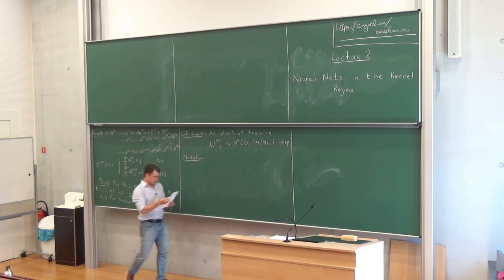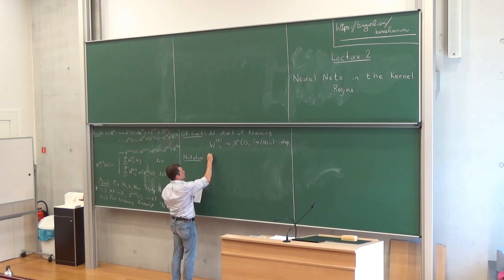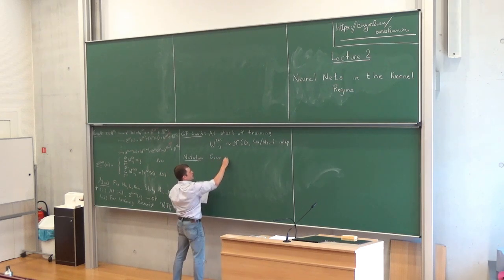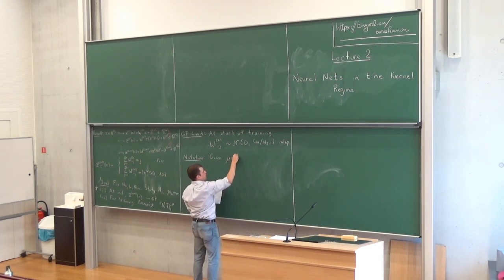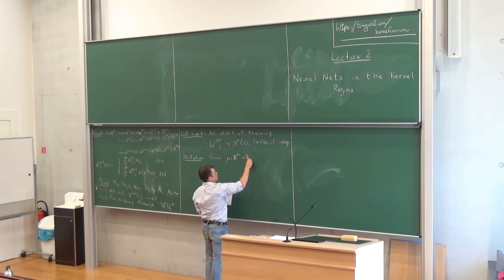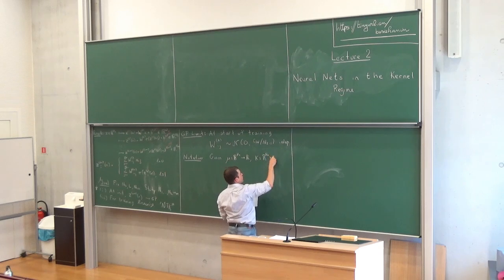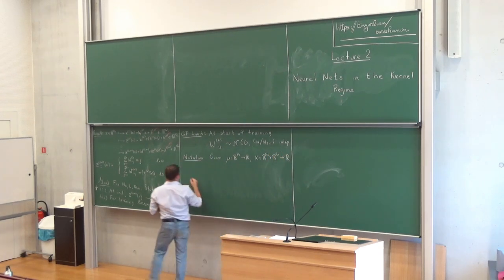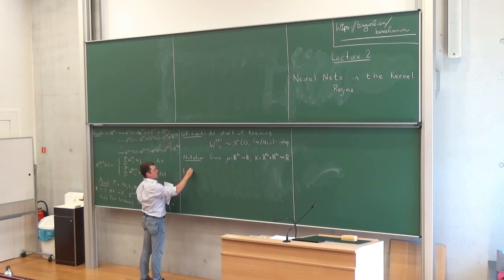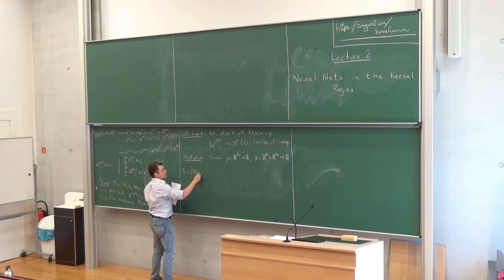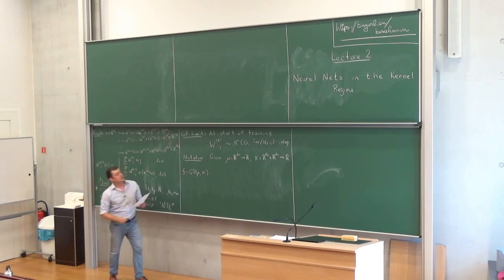I don't know if this is standard, but maybe it is. So I want to say if you're given a function mu from R^n0 to R, and if you're given a function k, a kernel function, from R^n0 cross R^n0 to R, I'm going to write that a random function f is a Gaussian process with mean mu and covariance k.